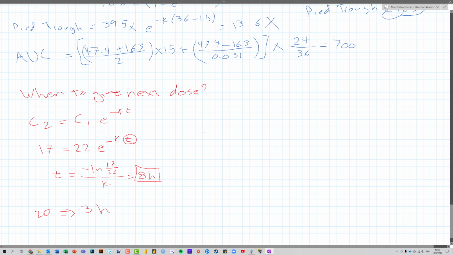As long as you don't just give the dose now and you wait a few hours to give it, so it has to be at minimum 3 hours. You also don't want to wait too long. For example, if you had put 15 instead of 20, you would calculate a t of 12 hours. If you wait 12 hours to give the dose, this is an estimate, so it might actually be lower than 15. So now you have gone too long with subtherapeutic levels.